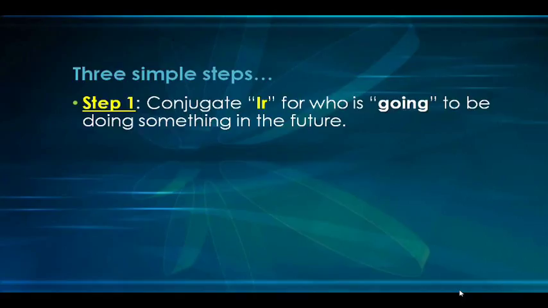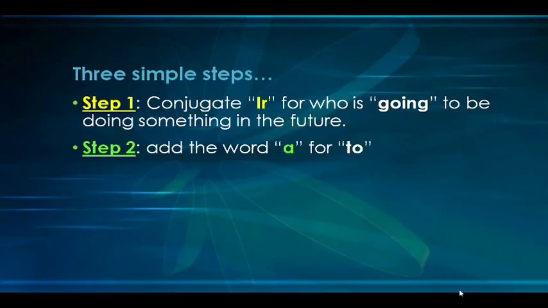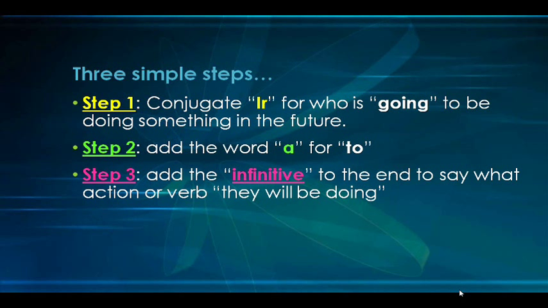First, you're going to conjugate the verb ir for who is going to be doing the action in the future. Then, for step 2, you simply add the word a, which means to. So we have someone is going to, and step 3 is saying what they're going to do. So that would be to add the infinitive to the end of the sentence, saying that they will be going to school, going to study, going to whatever they're going to do.